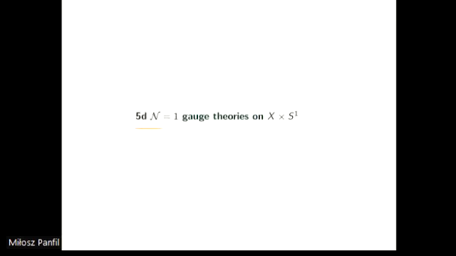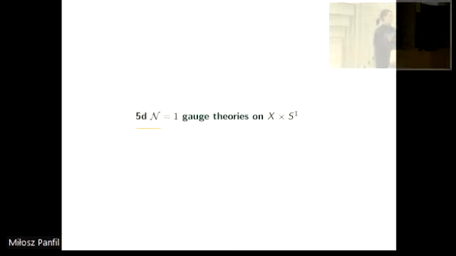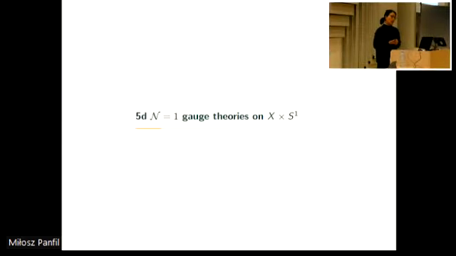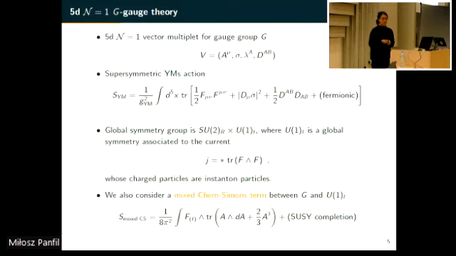So I will first start with some of the very basics of the 5D N=1 gauge theories defined on X times S1. The 5D N=1 pure G gauge theory is described by the N=1 vector multiplet, which is written in the following form, where sigma is a real scalar valued in the adjoint representation, and these are the superpartners of them.